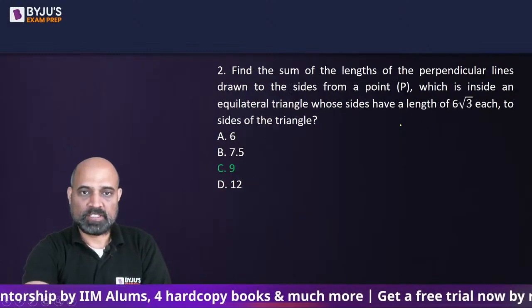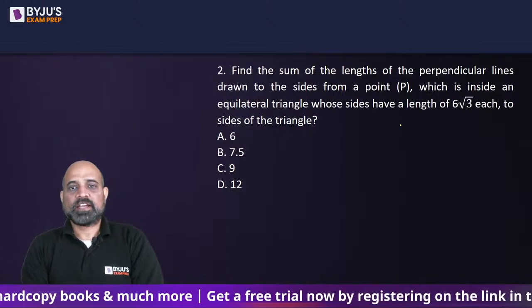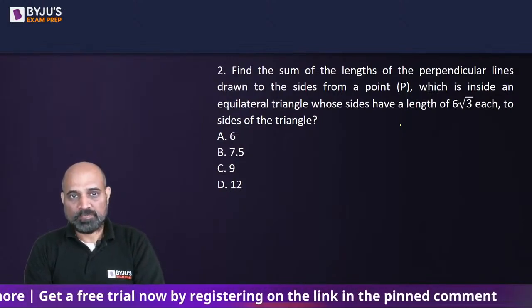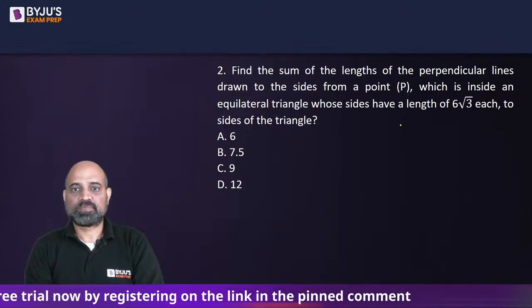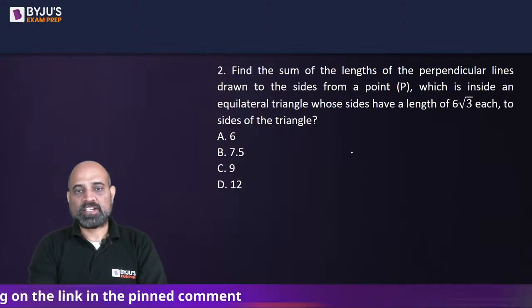Okay, let's quickly move on to the next question. Find the sum of the lengths of the perpendicular lines drawn to the sides from a point P, which is inside an equilateral triangle whose sides have a length of 6 root 3 each, to sides of the triangle.